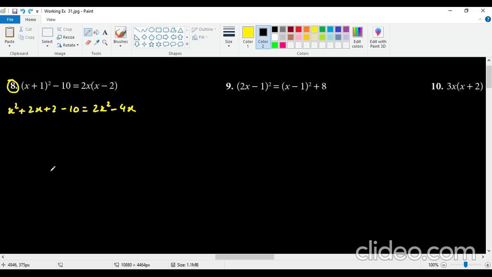So what will happen? 2x square minus x square, and minus 4x will stay here, and minus 2 will come from the other side, and this is minus 8. So minus 8 becomes plus 8 equals 0. So this is going to give us x square minus 6x plus 8. So these are the values of x.